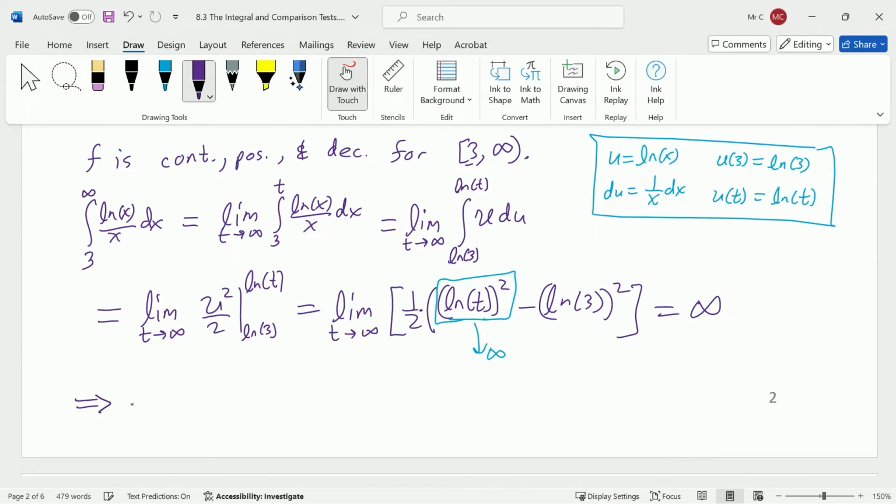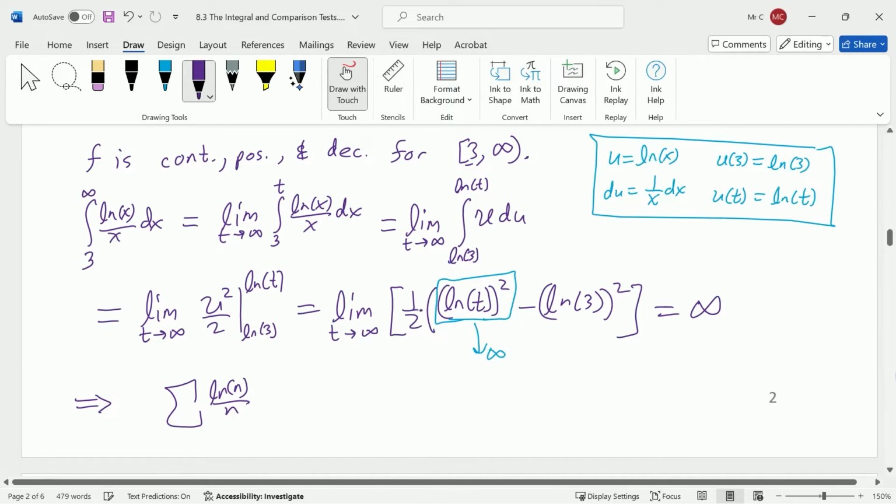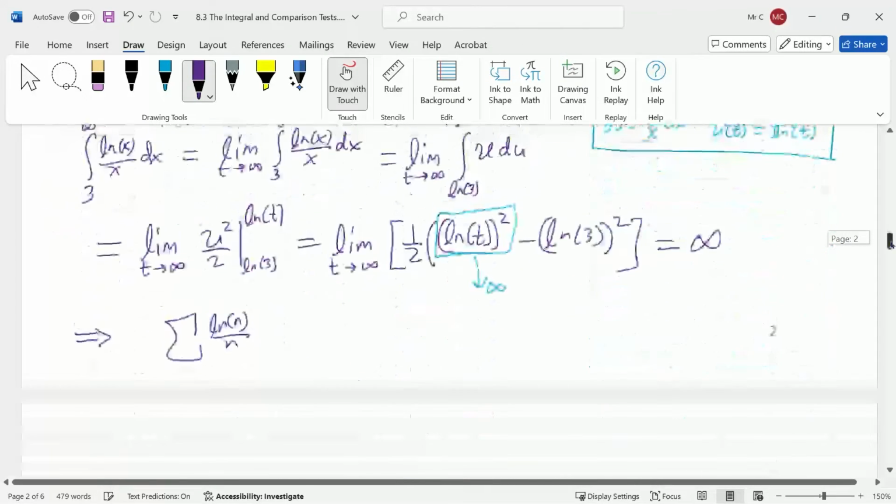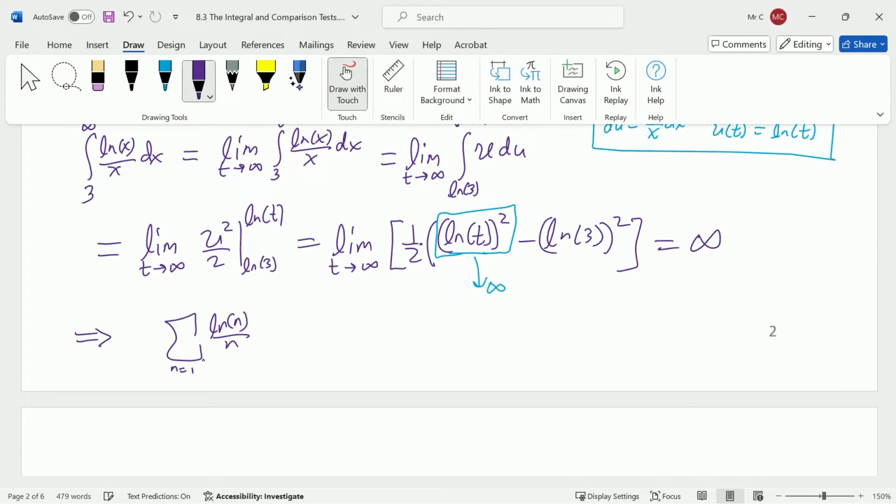And that implies that our series for ln of n over n, and I'm trying to remember where we started. That series started at n equals 1. Diverges by the integral test. Okay, that's it for that one.